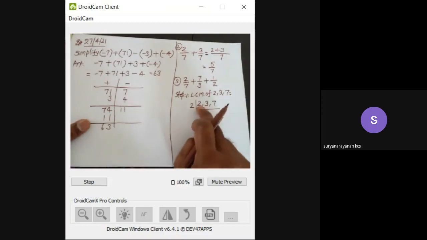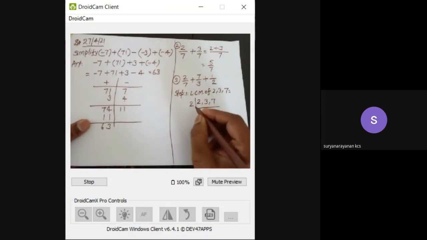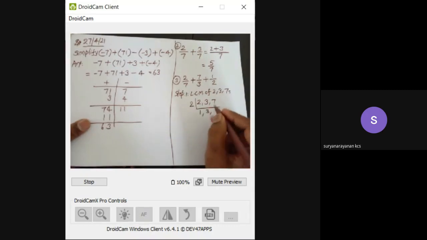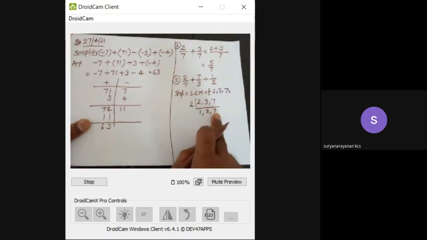So 2 divides 2, yes or no? So we can choose this prime number 2 here, 1 time. Here we cannot divide 3 by 2, so we carry down that number as it is. Similarly, we should not write here 3.5. We should not write decimal points. Keep this point in your mind, my dear children. We should not write decimal numbers.